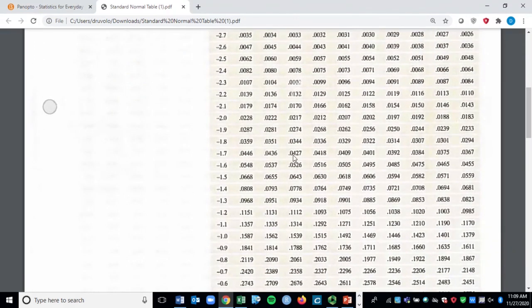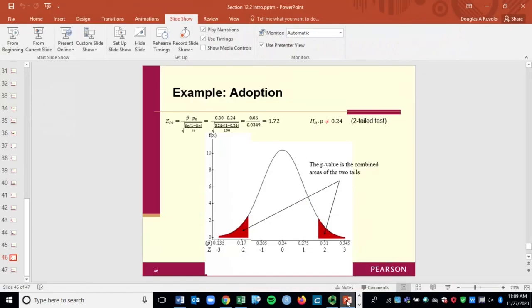Well, that's not our answer though. For our p-value, we've got to double that, right? We got to double that. So what do you get? 0.0854? That's what I get anyways when I double in my head. Okay, let's see what we got on the next slide.